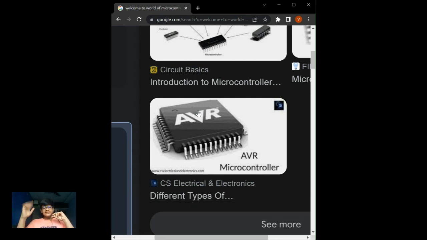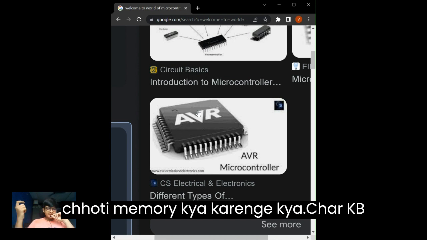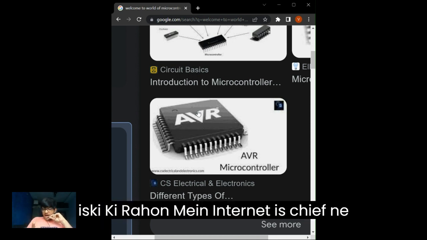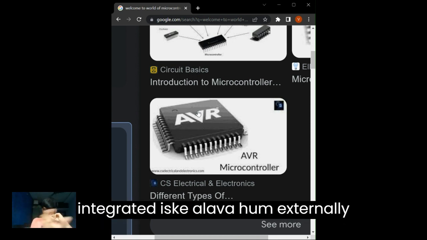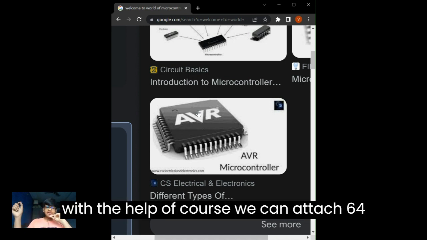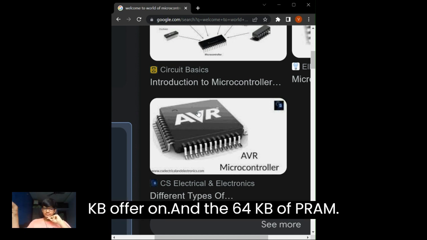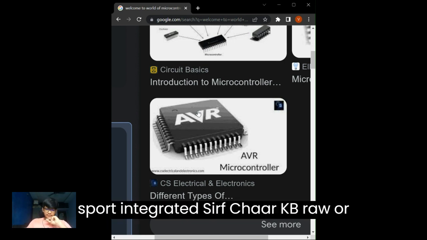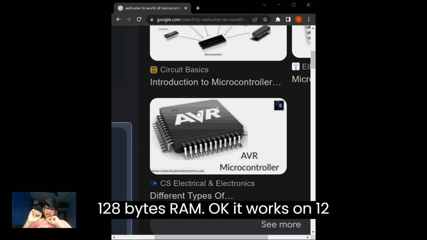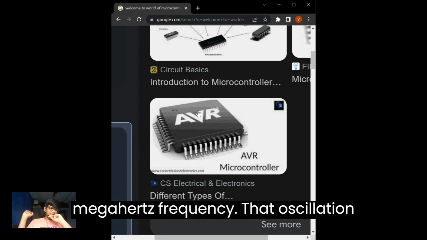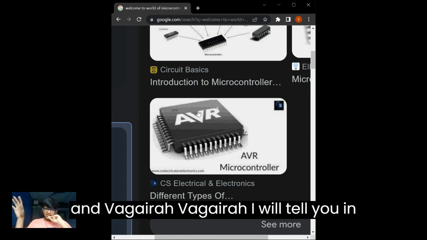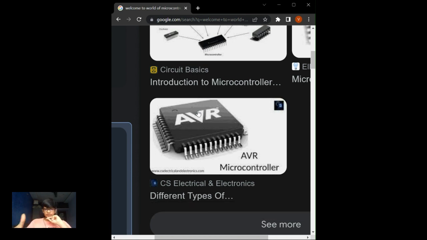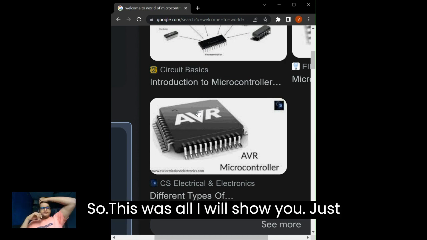So okay. Now those who were saying what to do with such small memory: 4 KB is its own internal ROM, integrated in this chip. Apart from that, externally, with the help of ports, we can attach 64 KB of ROM and 64 KB of RAM through its ports. Integrated is only 4 KB ROM and 128 bytes RAM. Okay. It works on 12 megahertz frequency; the oscillation and so on I will tell you in the next video. This is a 40 pin IC, I have already told you. Okay. So this was all.